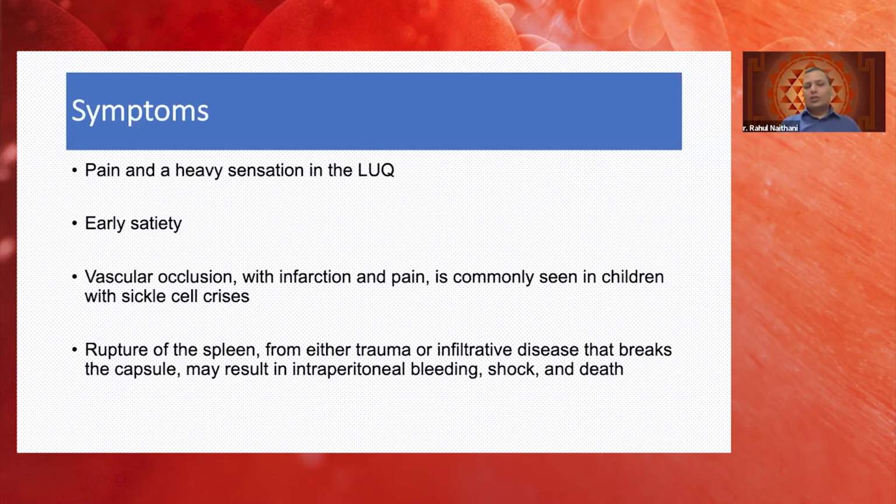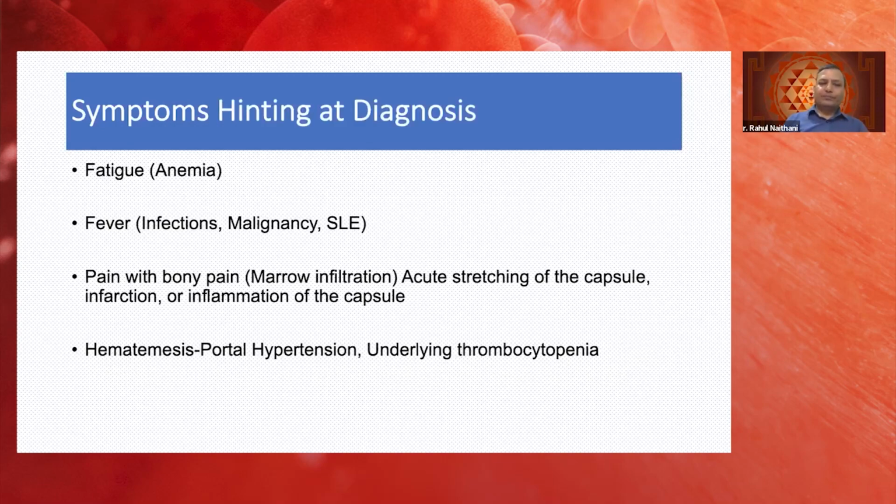Now, vascular occlusion because of any cause, sometimes myeloproliferation, sometimes obstructive disorders, and fairly commonly seen in children and younger ages, can cause infarction, and once the spleen is infarcted, it can cause significant pain. Rupture of the spleen, either from trauma or infiltration that breaks the capsule, can cause intraperitoneal bleeding, shock, and death. Again, this is one of the rare presentations, but the audience who is more aligned towards the surgical side would have seen a lot of traumatic splenomegaly.